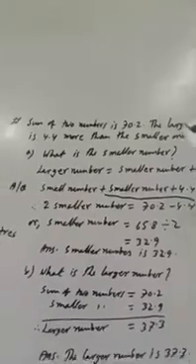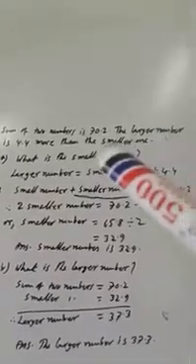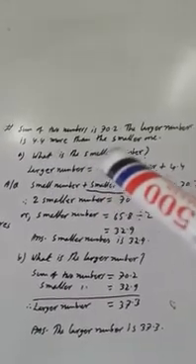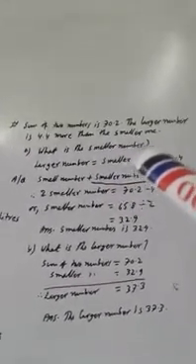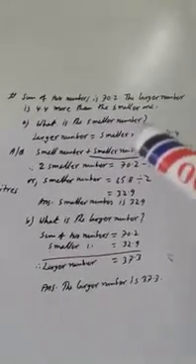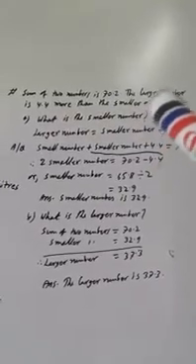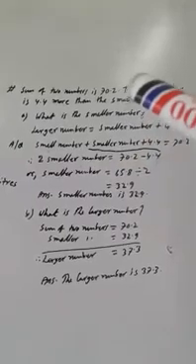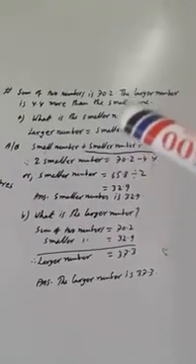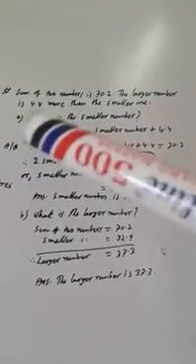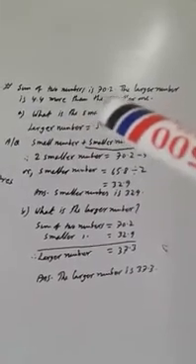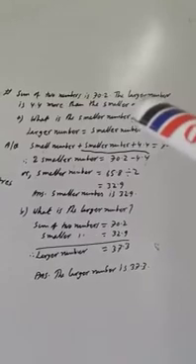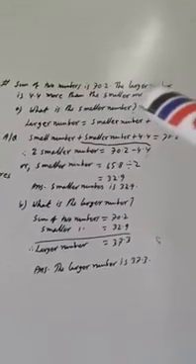Another problem. The sum of two numbers is 70.2. The larger number is 4.4 more than the smaller number. So one thing we know, to find the smaller number, we first subtract the difference, the amount that is more, from the total, then divide by 2. First subtract 4.4 from 70.2, then divide by 2, and you will get the smaller number. That is very easy.